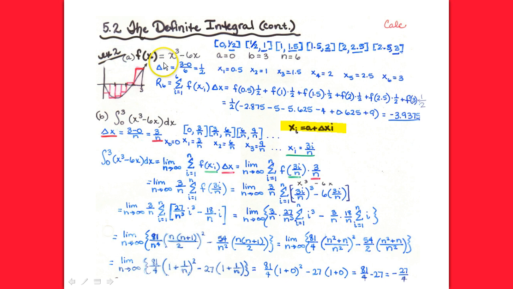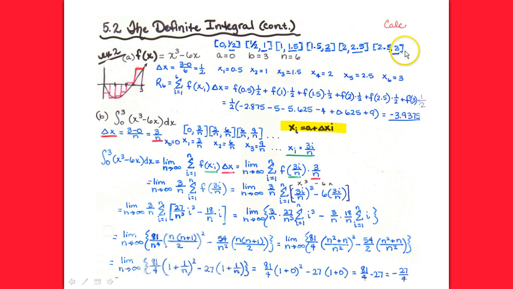So if we have our equation x cubed minus 6x, a is 0, b is 3, and n is 6, then we could find our change in x by doing b minus a over n and get 1/2. So our first interval would go from 0 to 1/2, then 1/2 to 1, 1 to 1.5, 1.5 to 2, 2 to 2.5, 2.5 to 3. So there are our 6 subintervals.